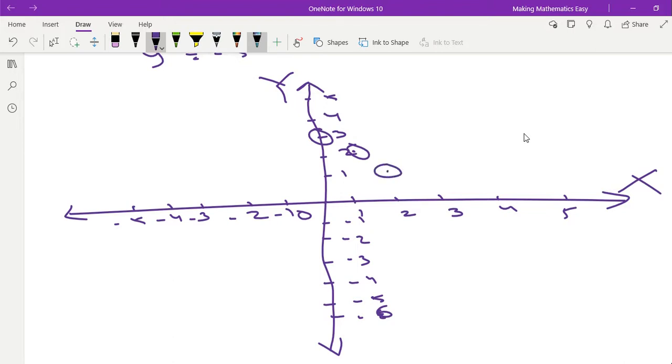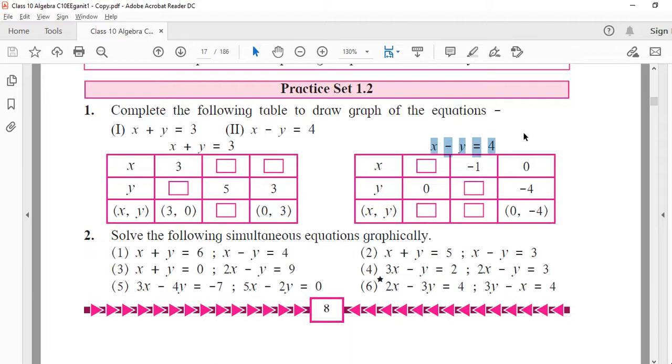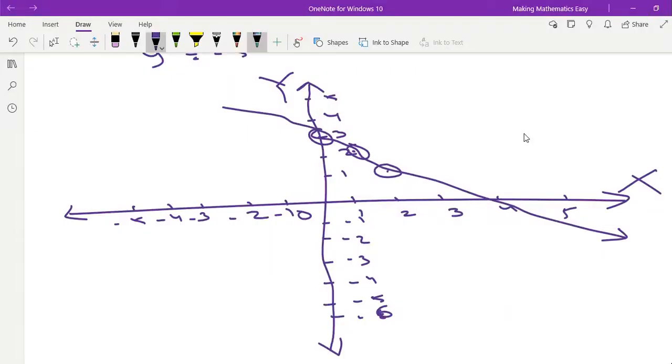Now what you need to do is join these 3 points using a scale, and you need to mention on this line that this is the graph of that particular equation, which was our first equation, x plus y is 3. So you need to mention that equation over here, x plus y is equal to 3. So this is your first equation on the graph.